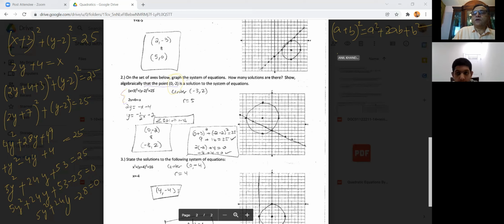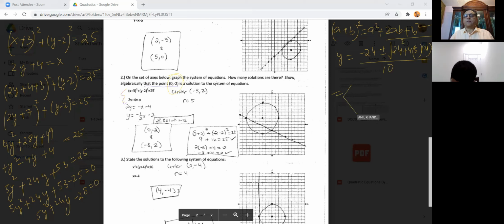So let's write y equals 24 with minus sign, plus or minus square root of b square, which is 24 square. Big numbers. Minus becomes, we write plus 4 times 5 times 28. Divide by 2 times 5, which is 10. So I'd like you to use a calculator. Tell me the two answers for this.